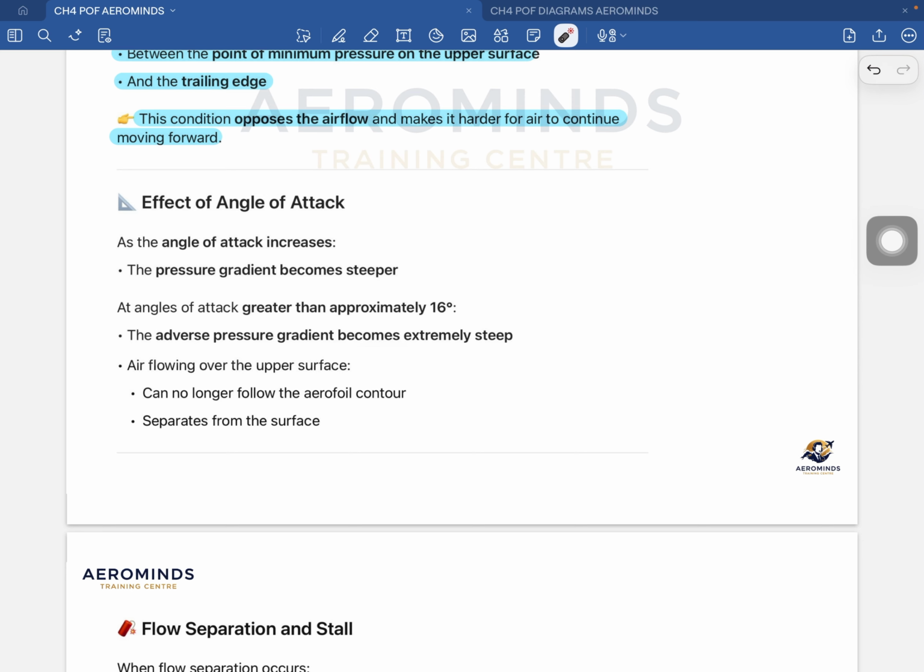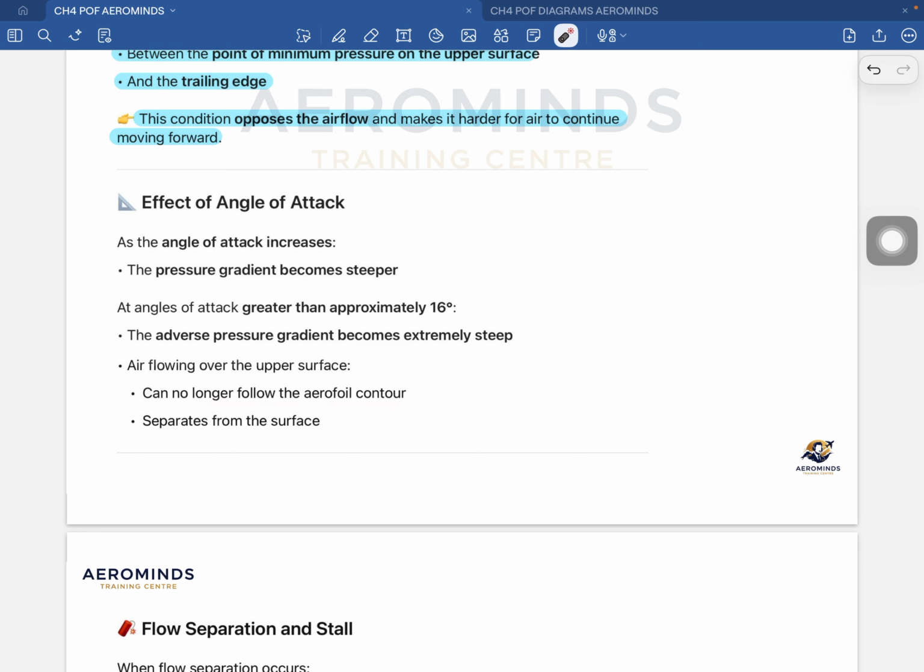At angles of attack greater than approximately 16 degrees, for many typical aerofoils, the adverse pressure gradient becomes extremely steep. The number is not magic for every wing, but for exam purposes, around 15 to 16 degrees is commonly associated with the critical angle of attack. And as a result, what will happen? At such high angles of attack, the air flowing over the upper surface can no longer follow the airfoil contours. It cannot follow.